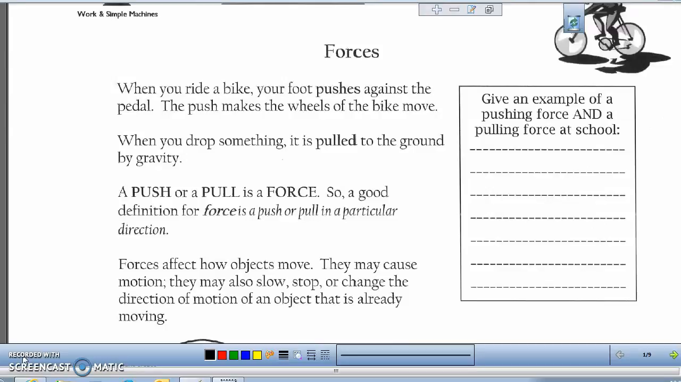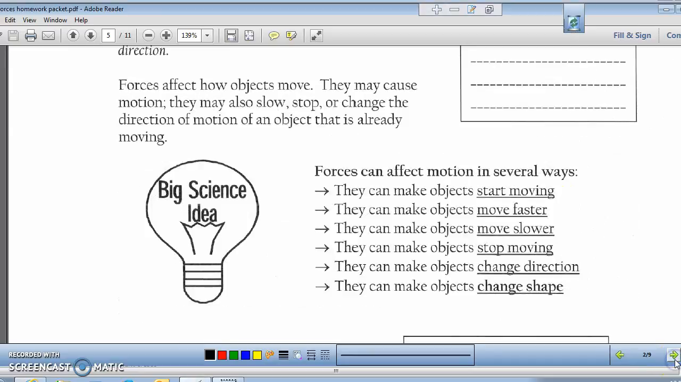So take a second, pause this video, and tell me two examples, one of a push and one of a pull at school. So I'm going to give you a quick example for pushing. When you go to the bathroom stalls, you have to push the doors open. A pulling force is, let's say my classroom door shuts before you're inside. You would have to use the lever or the knob to open it, and that requires you to pull it open. So those are two examples. Make sure that you have this box filled out before going on in the video.